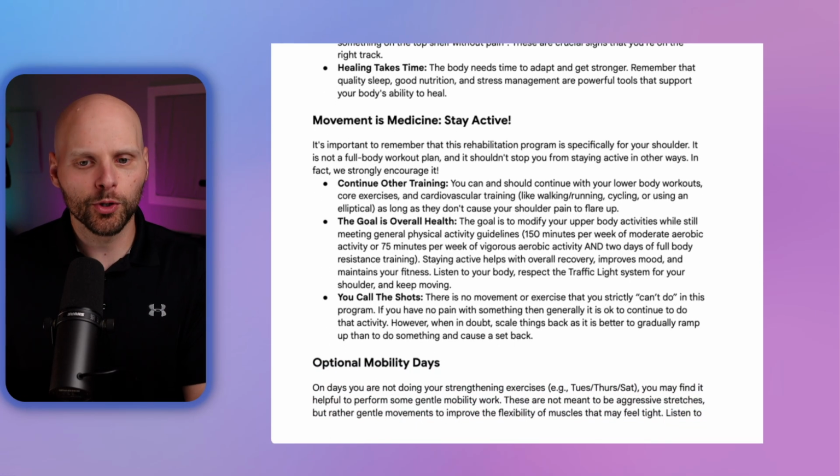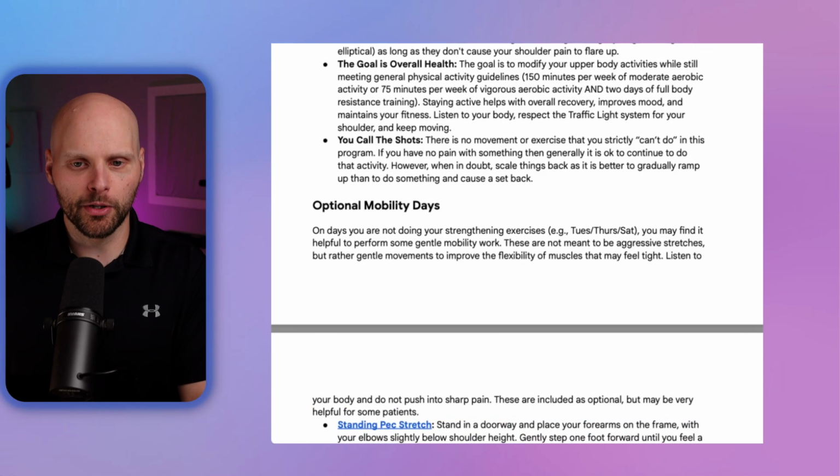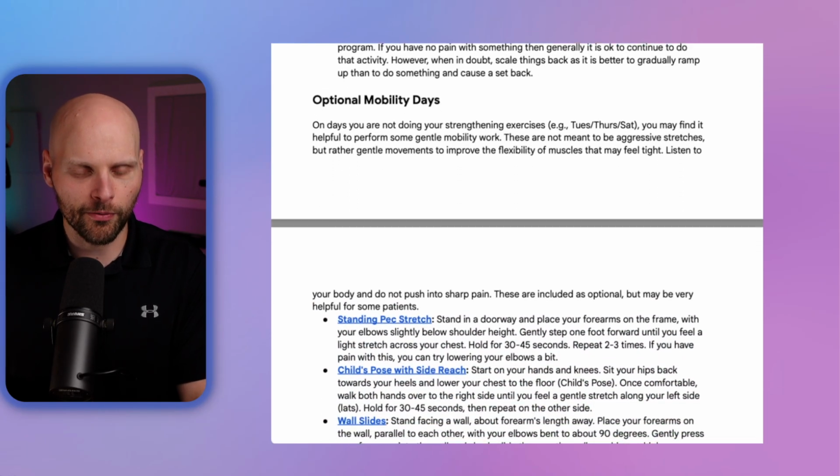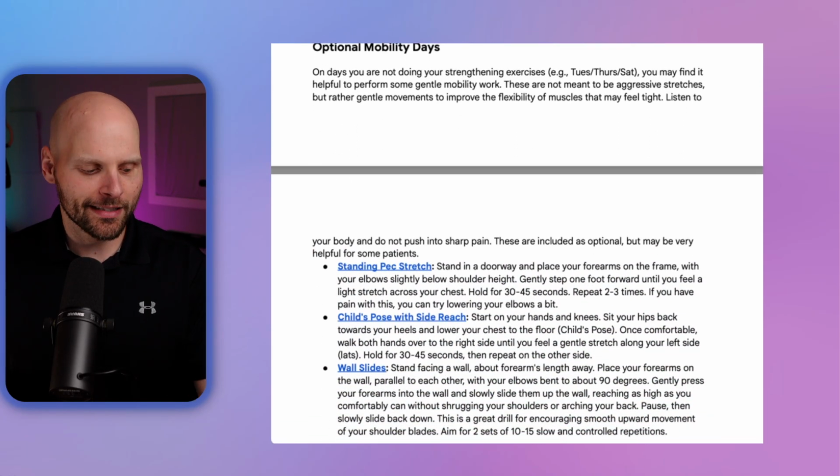So that's the big thing. In this program, for any shoulder program, I usually put in optional mobility days, meaning, hey, stretching is totally fine, you can do it, and it's not a requirement that you have to do it all the time. I think some people are probably missing this. The big thing for me is I just want to emphasize strengthening is the number one most important thing, because I think strengthening helps build tolerance to things and gives you more capacity and capability of doing things. That's the biggest thing for me, is building you back up.